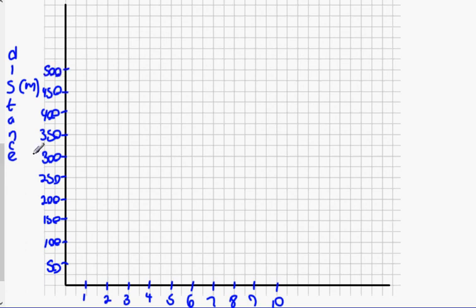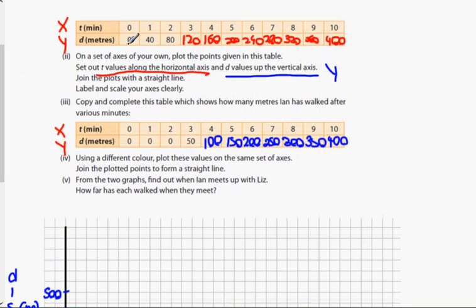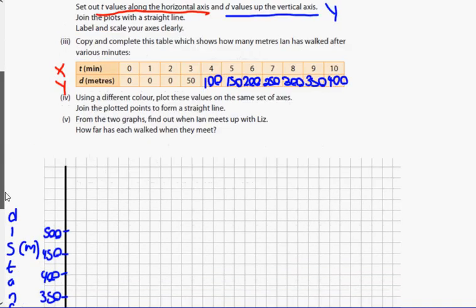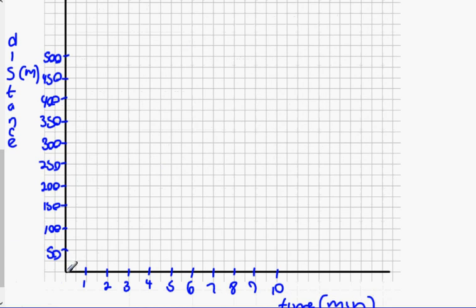Alright. Now, what did I tell you about straight lines last time? You only ever need to do the first point and the last point. So it's going to go from 0, 0 up to 10, 400. 10, 400 is located here.